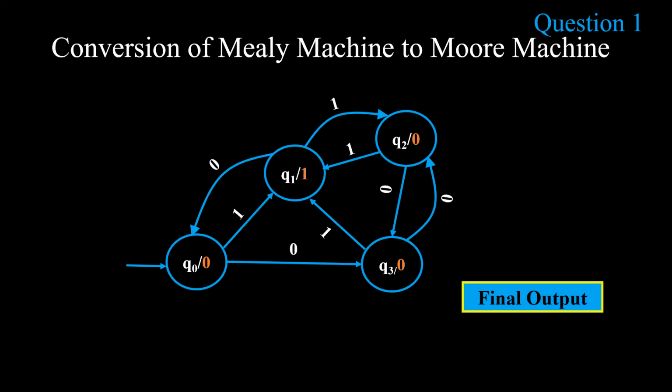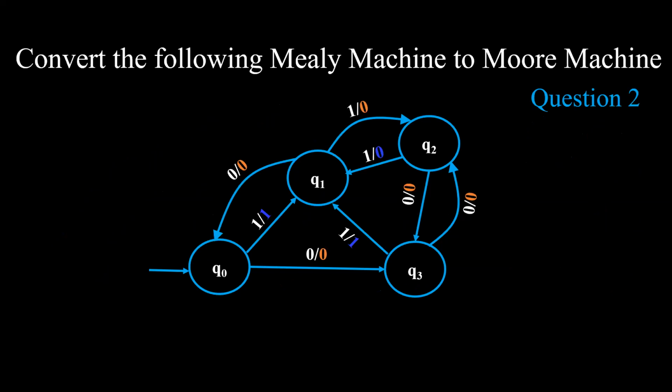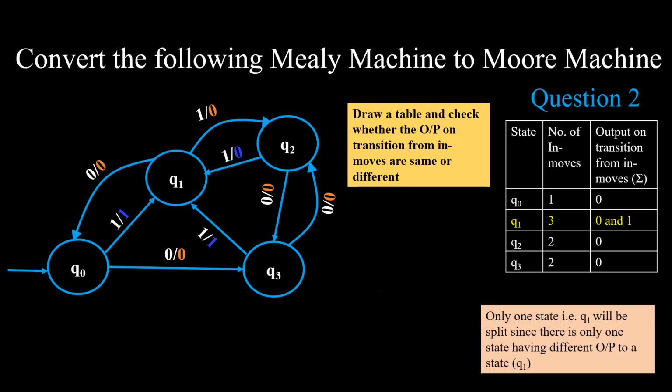Next we go to a question in which we are considering minor changes. Just see this. As far as Q0 is concerned, when we draw the table, there is only 1 in move for 0. In Q1, we have 3 in moves, and here 2 in moves have 1 as output and 1 in move has 0 as output. I have marked and highlighted in the table that we have 2 outputs, one is 0 and another is 1.